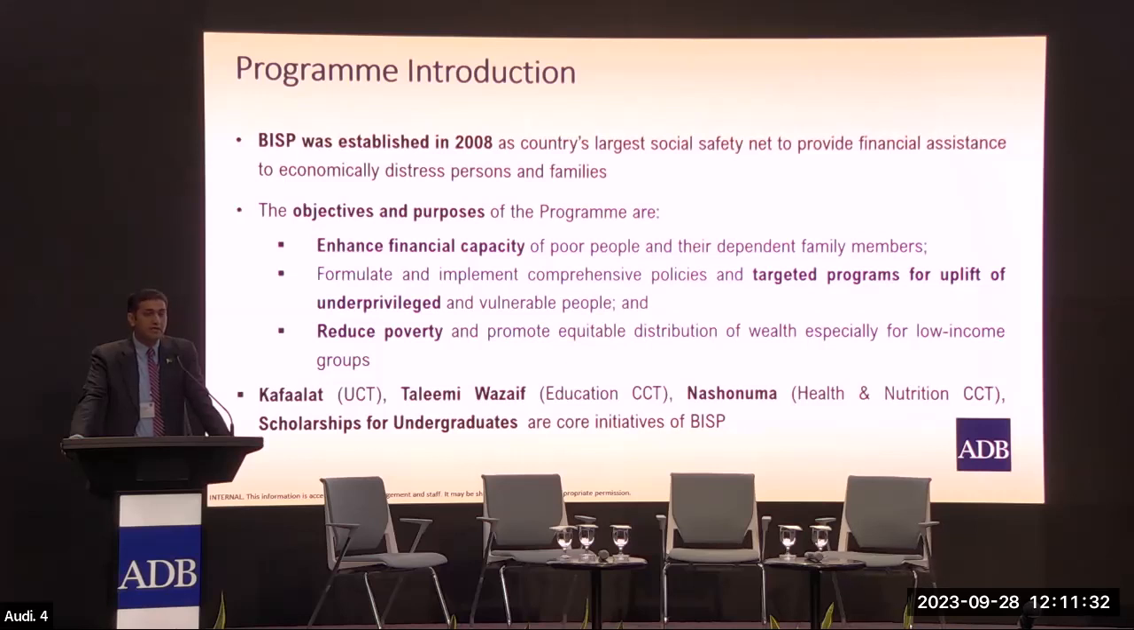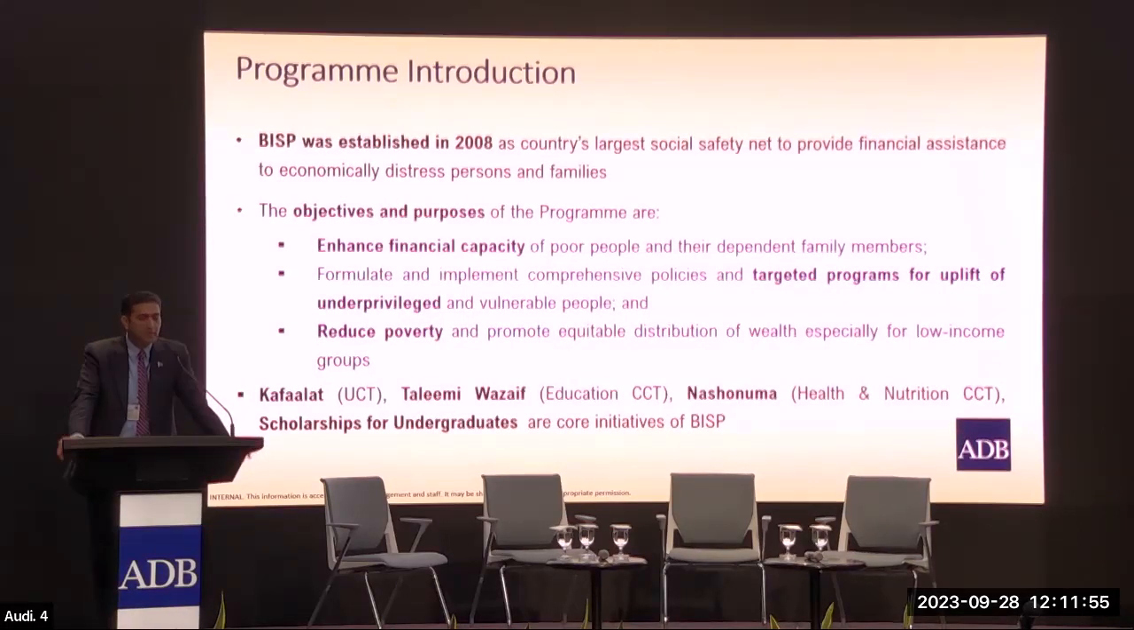One is unconditional cash transfer. We are covering 9.3 million families, providing them a regular cash assistance. Then we have 2 conditional cash transfers, one linked with education, in the background that we have a high number of children out of school, and one linked with health and nutrition, we call Nashonuma, and we have a very small program of undergrad scholarship as well. So this is the program's introduction.